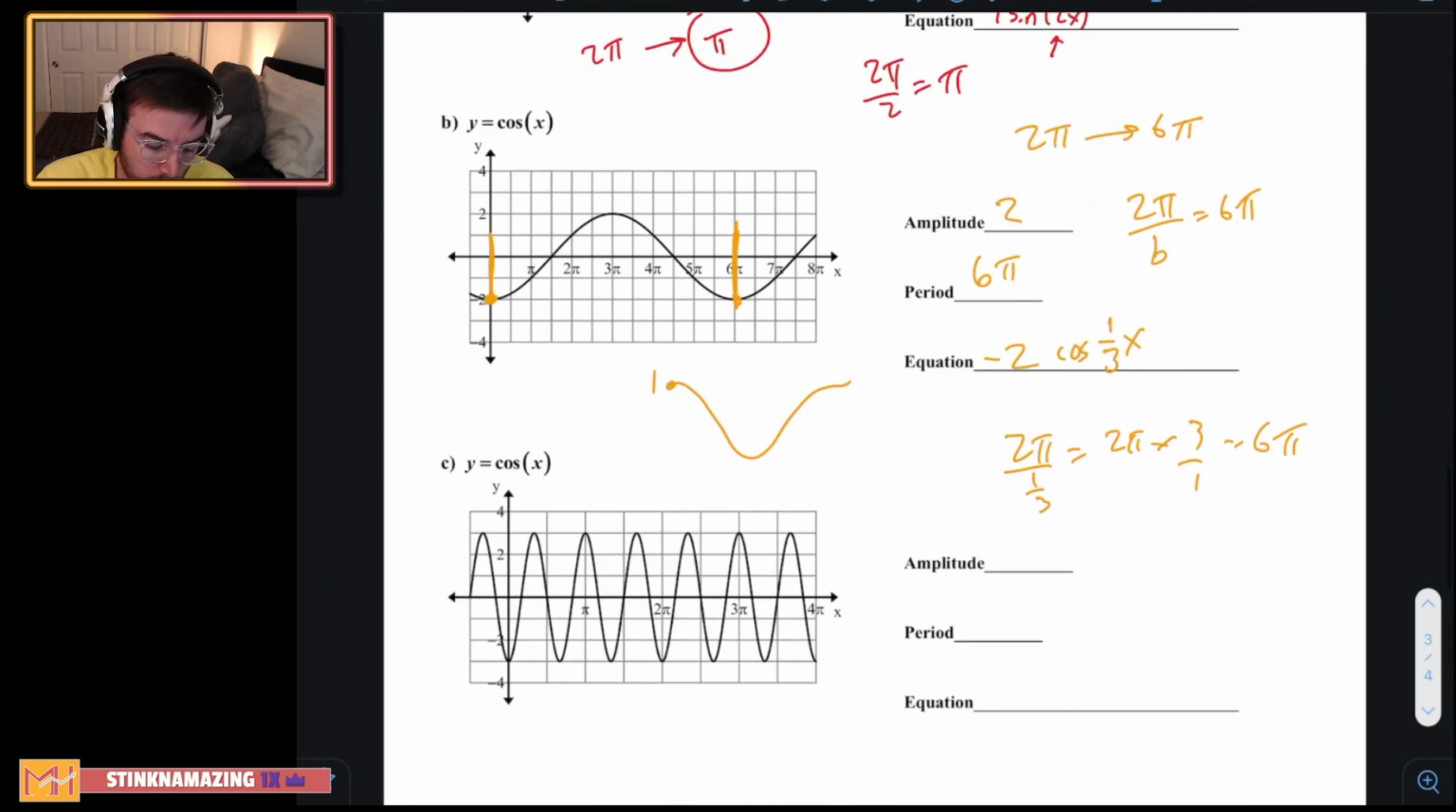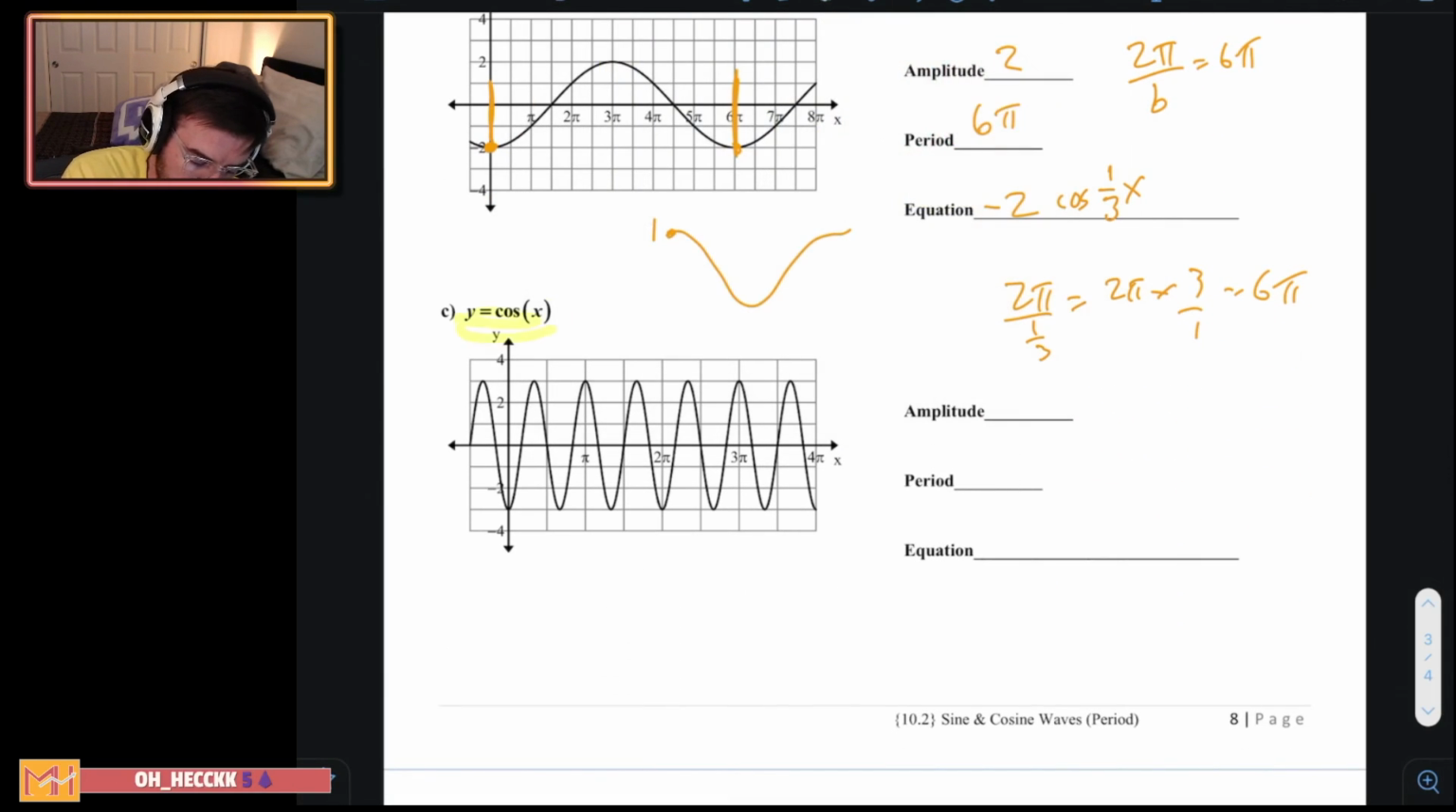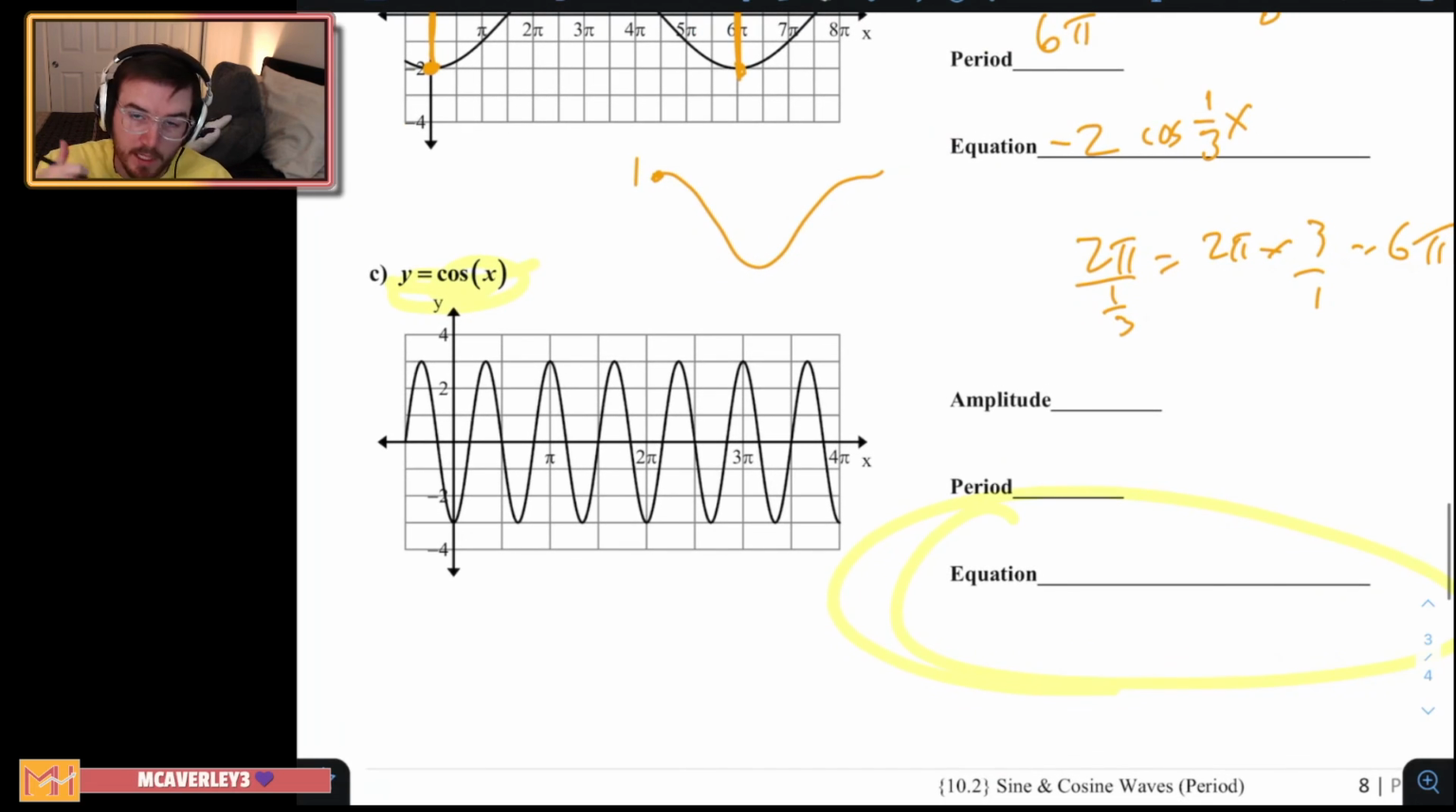Last question, and we're practically under 15 minutes, but not quite. That's okay. Last one. I'd like you to just choose the right equation. You need to observe this graph. What is the amplitude? What's the period? And come up with this equation. There's going to be some options on screen for you right about now.